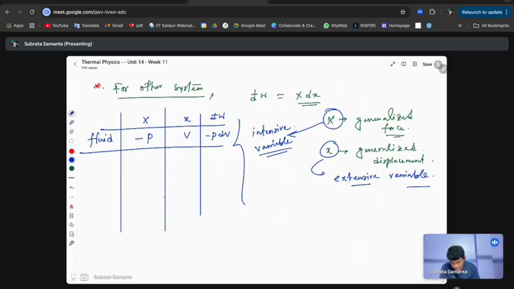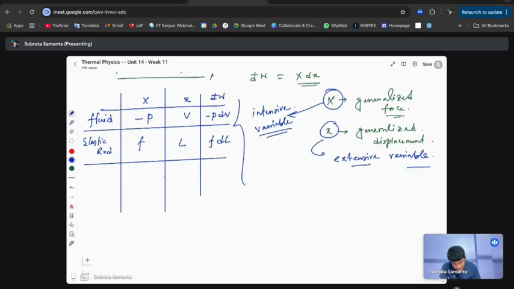The next system is the elastic rod. For elastic rods, the generalized force X is F, the force, and x is L, the length. So this is basically FdL, where L is length and F is the tension.